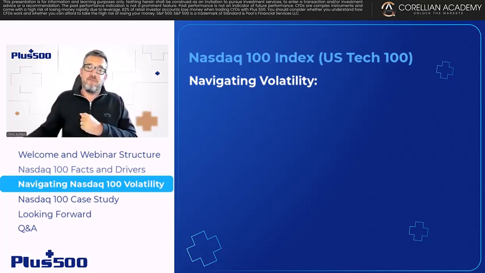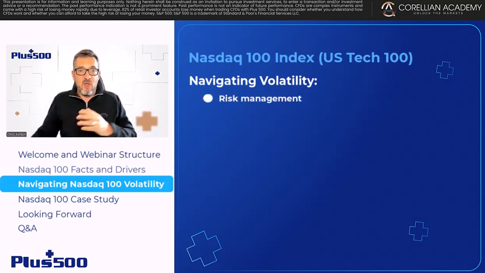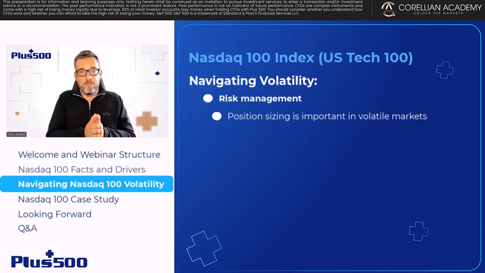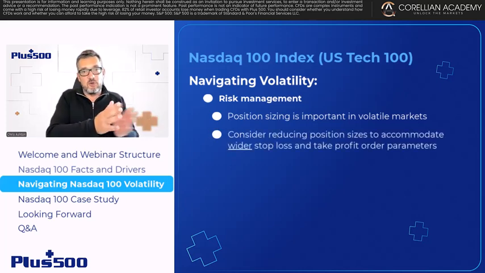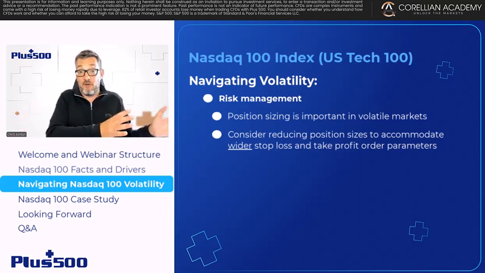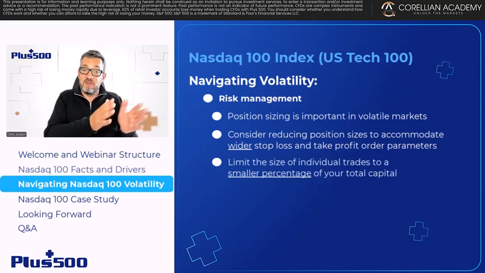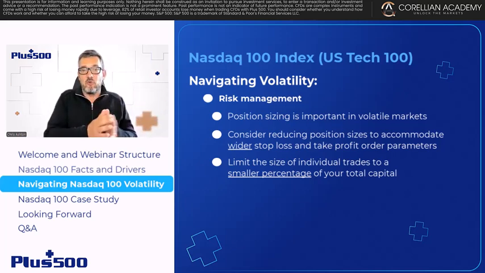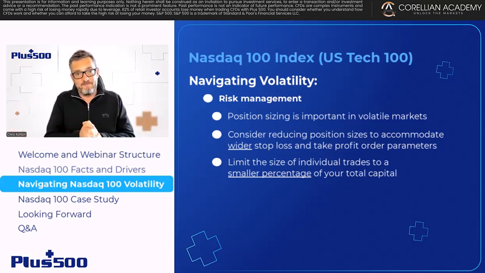Now, the final thing for you to consider is risk management. When markets are becoming more volatile, position sizing becomes more important. Consider reducing your position size to accommodate wider stop loss and take profit order parameters. Limit the size of individual trades to a smaller percentage of your total capital, reducing the impact that a single trade may have on your ability to continue trading on any other given day.